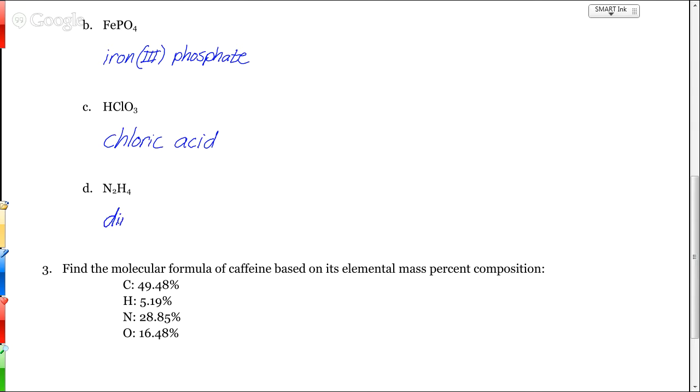Yeah, so we might call this dinitrogen tetrahydride. Actually, nobody calls it that, although that is technically the correct way to name this. Its real name, the common name, is hydrazine. It's a reactive source of nitrogen, oxidizing. I think it's used in rocket fuel and things like that, often known as hydrazine.